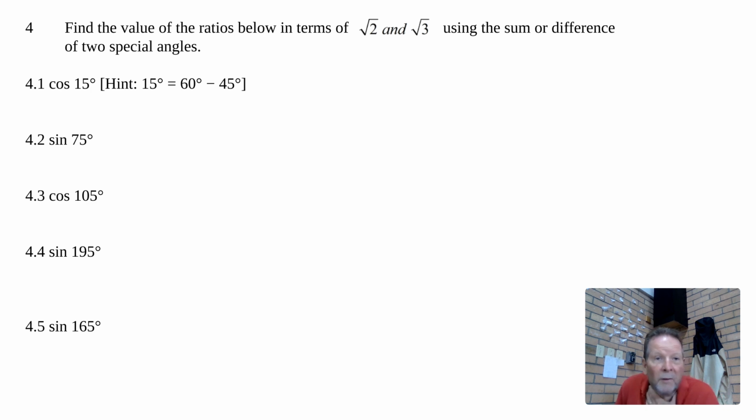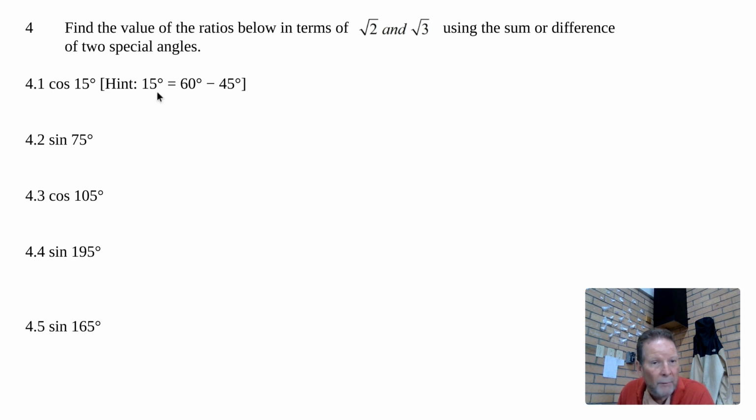Try this question here where they ask you to find the value of these trig functions, like the cosine of 15 degrees. Hey, you can't really do that with a special triangle. But the key thing is you think, what are the special angles? There's 60, there's 45, and there's 30. If I add and subtract them in different ways, can I get 15 degrees?